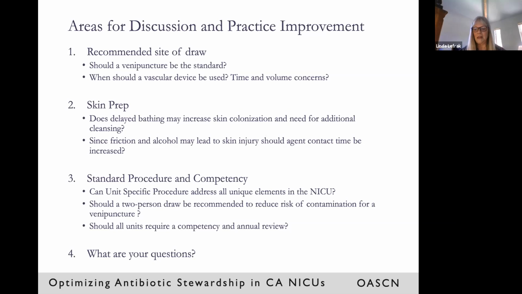And then I think that personally, this is an important enough procedure that ideally it is a competency that is included in new hire orientation and then reviewed on an annual basis, because there's an enormous amount at stake to have this procedure accurately represent what's happening in the patient, not lead to false positives and contamination, and potentially prolong antibiotic exposure.